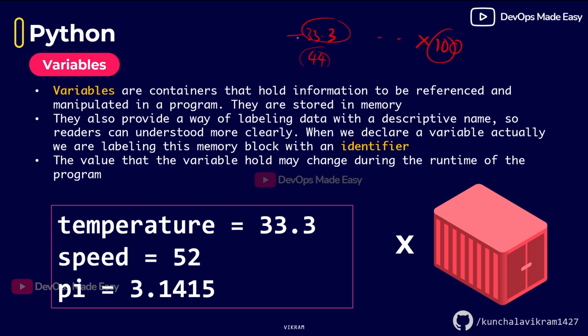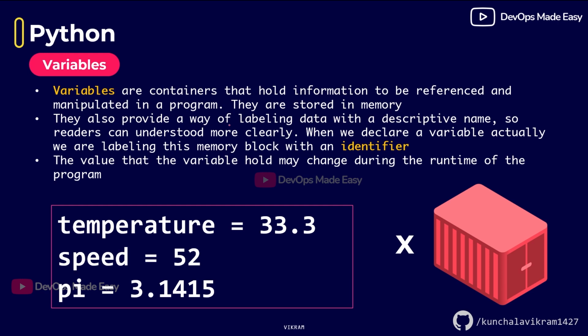Instead I'll store this 33.3 in a variable named x, and now I use that x in 100 places. In case I have to change the value that x is holding from 33.3 to 44, I'll simply assign a new value to x, which is x is equal to 44. So now I don't have to change it in 100 places, because in all the places x gets replaced with 44. So these variables are nothing but a container, and that container is holding the value. All the variables are stored in memory.